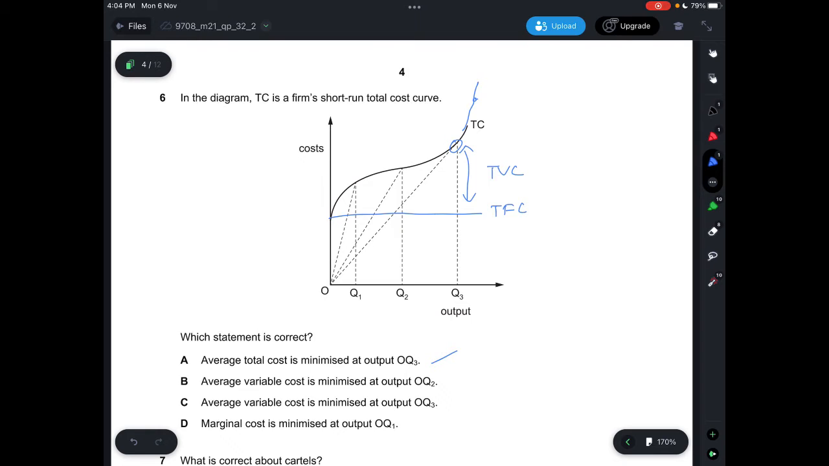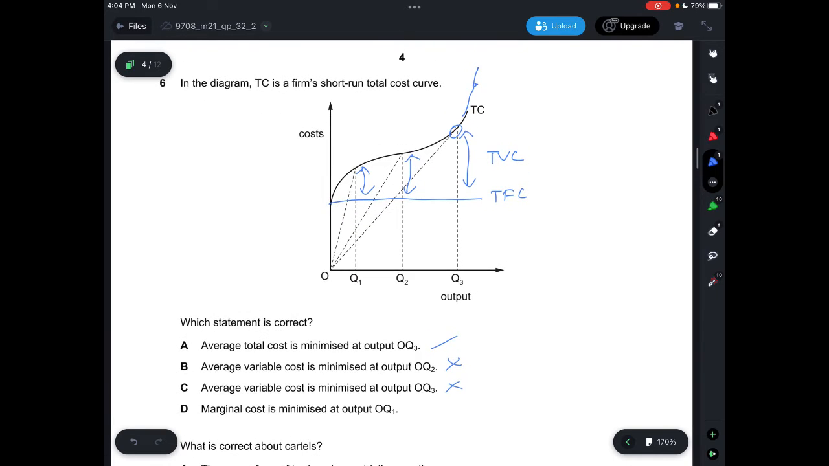B says average variable cost is minimized at output OQ2. This one is incorrect because, as I mentioned just now, this is the total variable cost. And then if it says that average variable cost is minimized at output OQ3, that's also wrong, because average variable cost is basically when you take the total variable cost and then you divide it by our quantity here. The correct one would have to be quantity 1 instead of quantity 3, because you can see it has the smallest total variable cost. Right, you just have to look at the area, then you roughly know which one is the answer. So for average variable cost, it has to be OQ1.